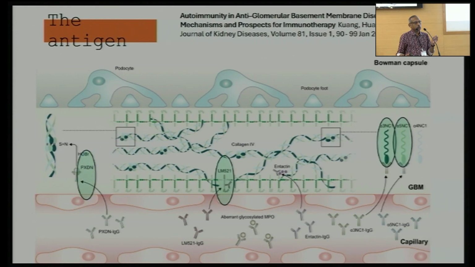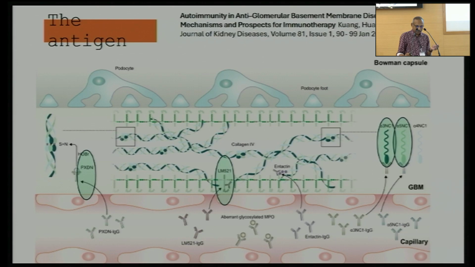And then there is peroxidasin. This is actually an enzyme which is involved in creating the sulfilimine bond, this S=N connection between the NC domains, which actually keeps the NC domains together. And that bonding is due to this particular enzyme, peroxidasin. And peroxidasin is the target of these antibodies, and that has also been seen in about 40%.